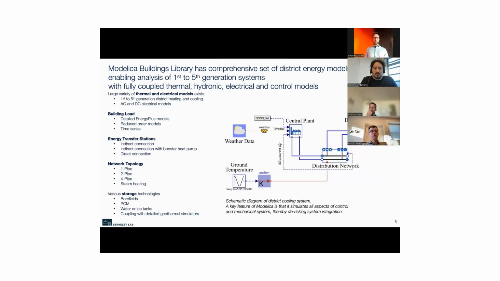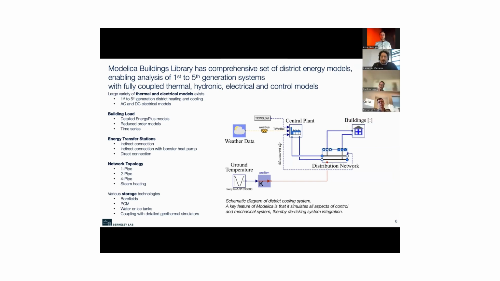Over the past several years, we built out capability in modeling district energy systems, all the way from steam systems, from the first generation to the 5th generation district heating and cooling systems. They can also be coupled to electrical models, and we have a variety of templates available that allow, for example, to model building load using, on one extreme case, a very detailed EnergyPlus envelope model. As an intermediate step, we also have reduced order models that have been implemented, or we can feed the loads in terms of time series.